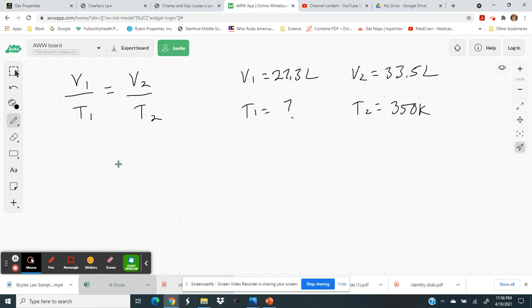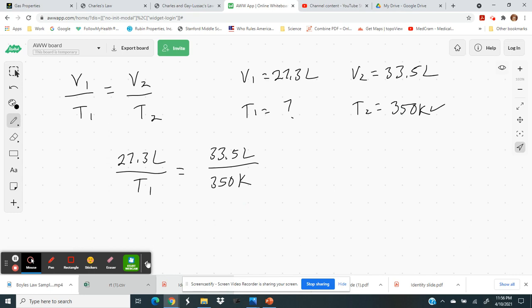All right, so we plug in V1, which is 27.3 liters, over T1, which you're looking for, equals V2, which is 33.5 liters, divided by T2, which is 350 Kelvin. Notice this is already in Kelvin. I don't have to turn it into Kelvin. It's not Celsius, so I don't have to add 273. It's already given to me in Kelvin.